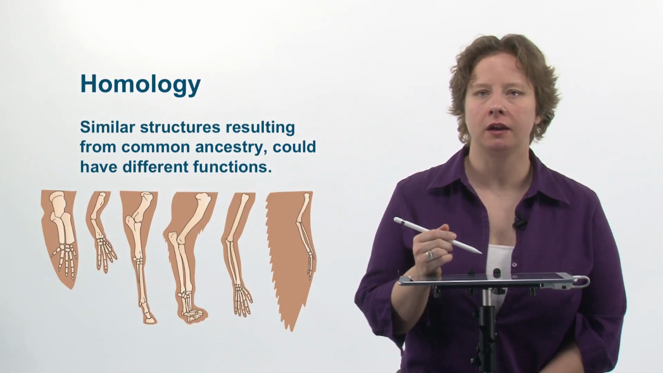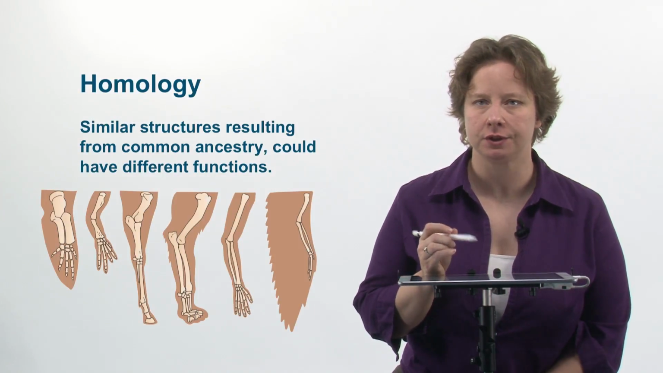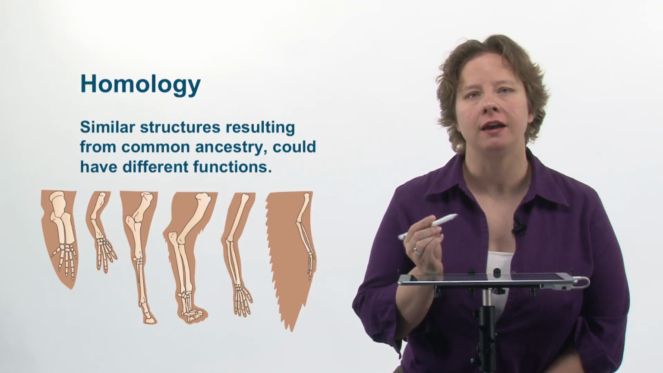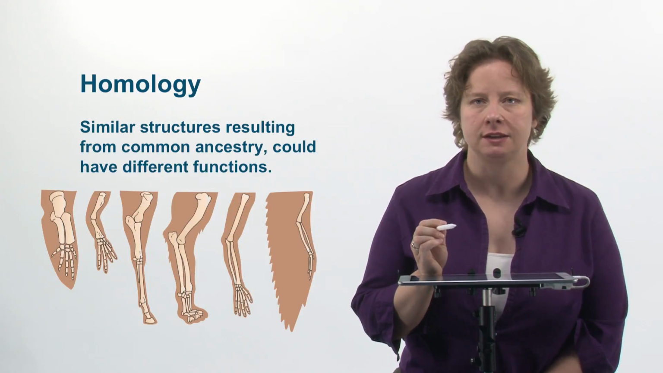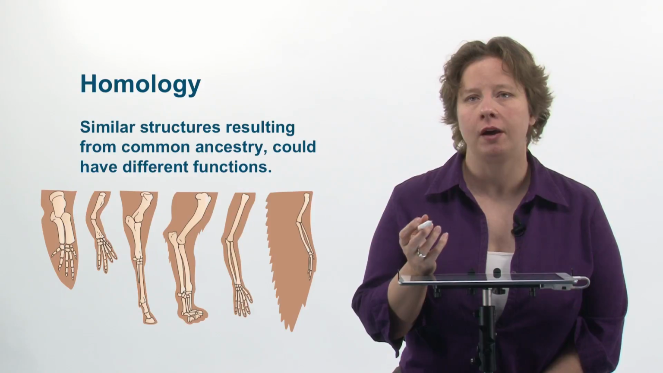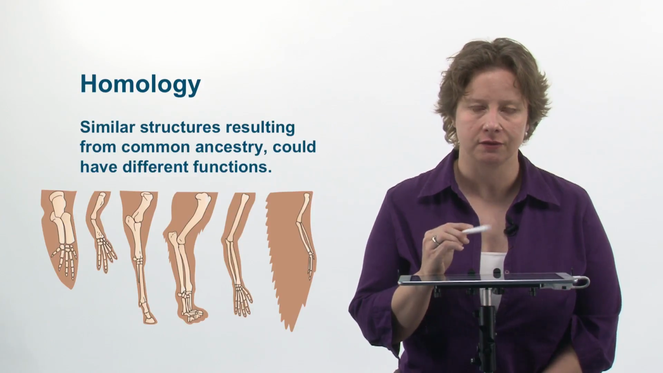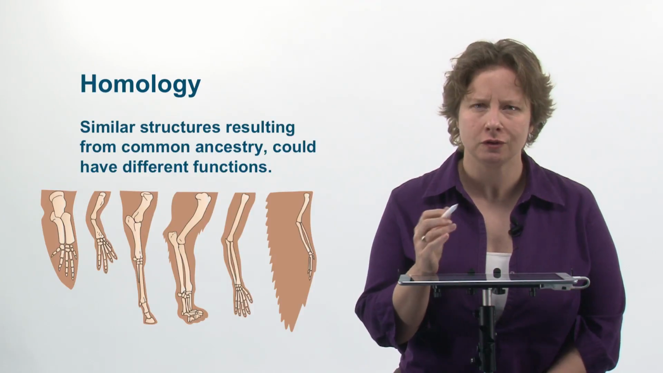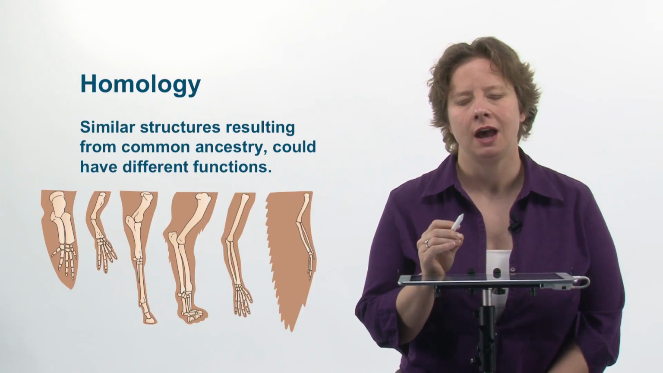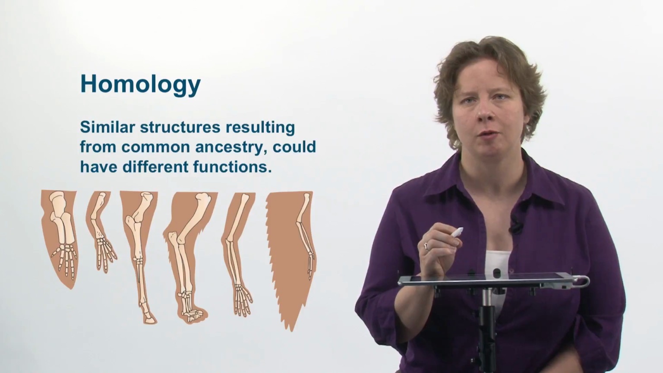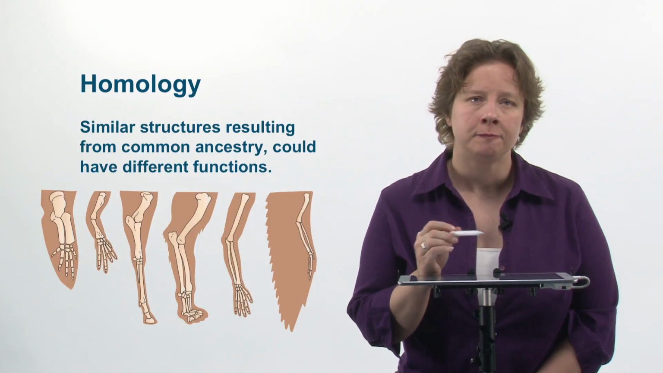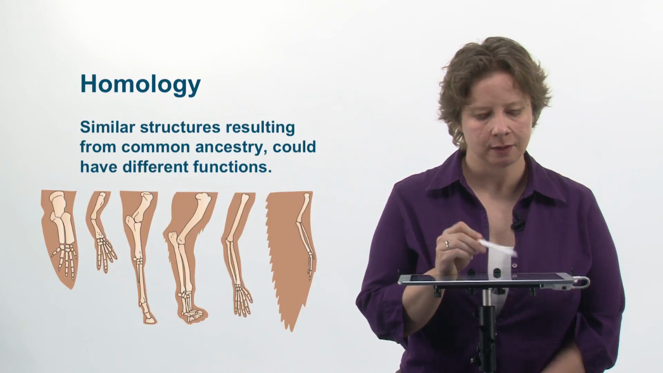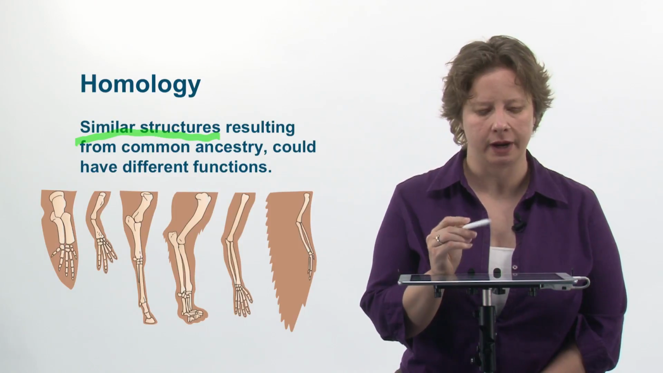In this short unit, we're talking about homology and analogy, which are interesting concepts. Homology can give us ideas about the evolutionary relatedness of organisms, whereas analogy sort of serves to confuse things a little bit if that's the only aspect you're looking at to try to determine whether organisms are related. So homology is similar structures that result from a common ancestry.